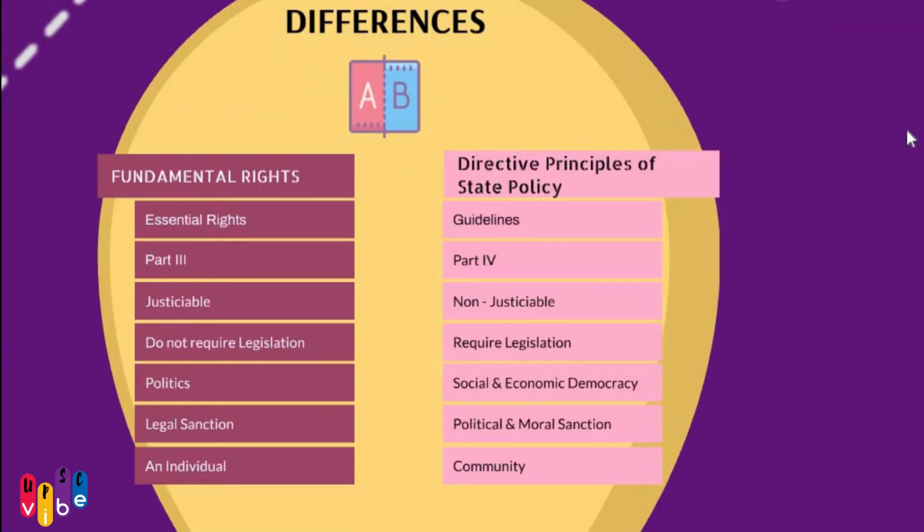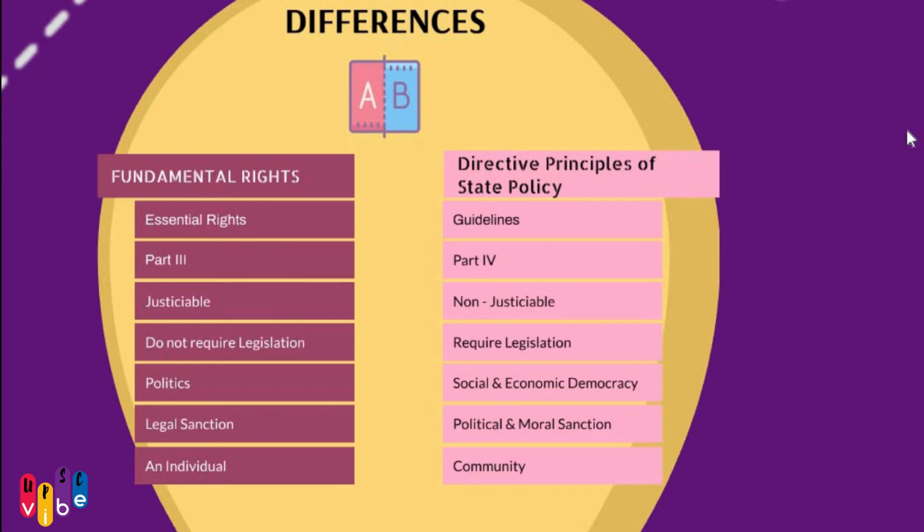Fundamental rights are essential rights of citizens of the country. DPSP are guidelines which are referred to while formulating policies and laws of the country. Understood? Okay. Next one, fundamental rights are enshrined in Part 3, DPSP is enshrined in Part 4.